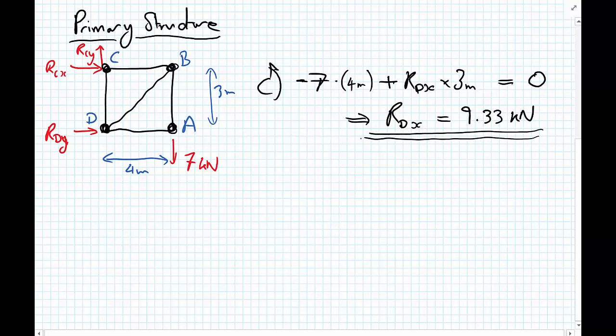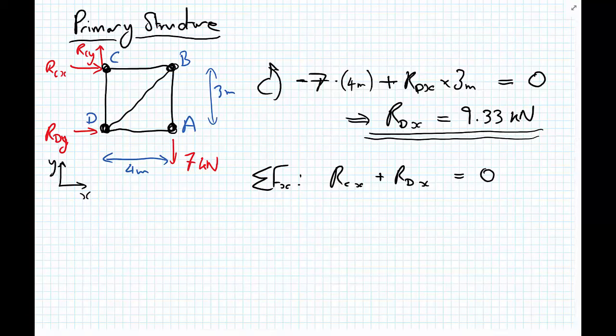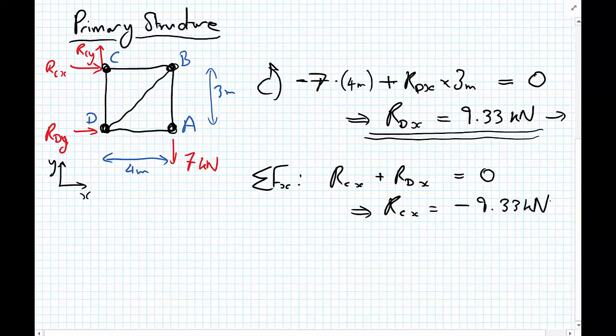And we can go on to consider the sum of the forces in the X direction for completeness. The sum of the forces in the X direction must be equal to zero. So we have RCX plus RDX is equal to zero, and we know RDX is 9.33 kilonewtons, pointing to the right. Therefore, RCX equals minus 9.33 kilonewtons, i.e. minus meaning that our assumed direction for the reaction was wrong, and therefore it is actually pointing to the left.